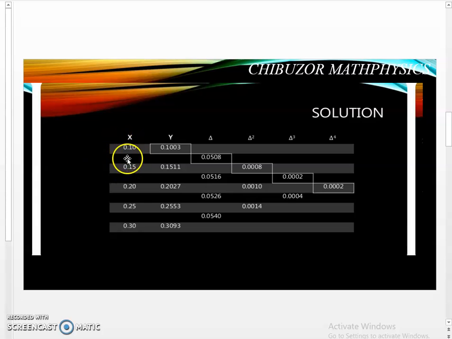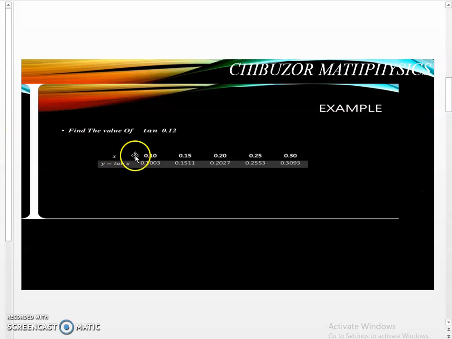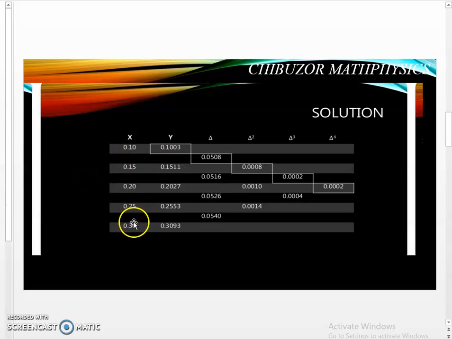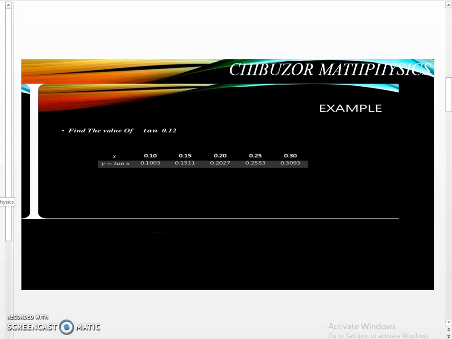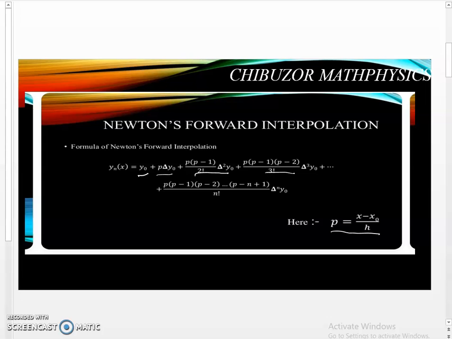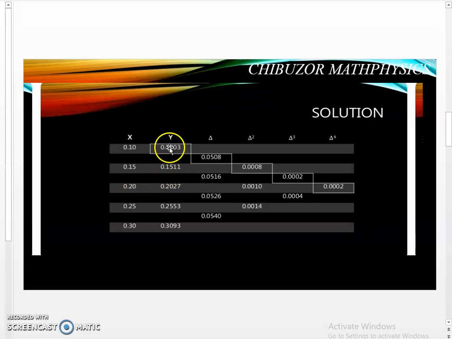This is what our table looks like, because these are our x and y values. If you remember, we have x to be 0.10, so x is simply 0.10. We arrange them that way, and then in the second column we have our y values, and we arrange them according to what we are given. In Newton forward interpolation, or even in Newton backward interpolation, what we are simply required to do in this table is to take their differences. So the first forward difference will be the second value minus the previous.